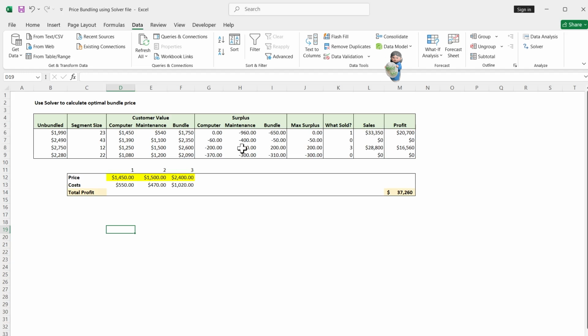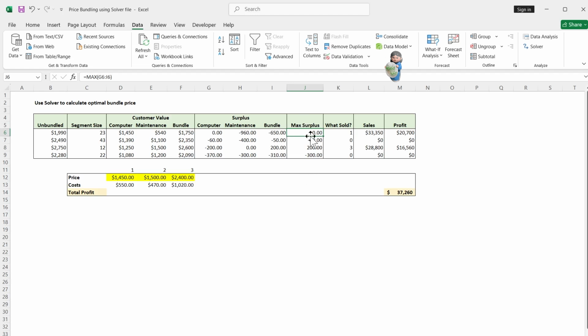In other words, customers see a surplus when the price is lower than what they value, so that's what they call a surplus. And the way I set up this spreadsheet over here, the max surplus is looking at these three: computer, maintenance or bundle, which one has the max surplus. Then of course, over here, the max surplus is going to be 0, because negative surplus, meaning that there's no surplus, the customer will not buy anything.